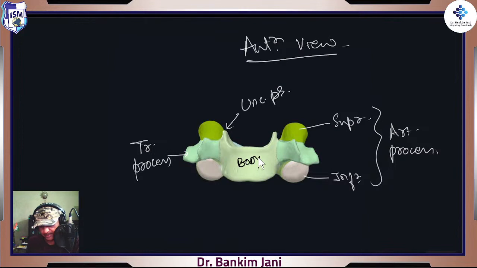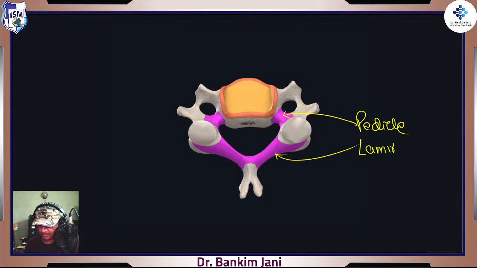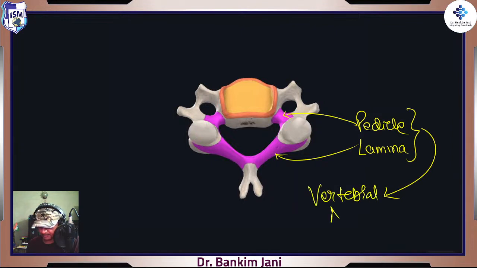I'll keep on writing which view we are talking about, so that you are very well oriented. Okay, this is very beautiful. We just have to understand one thing: the joint operation of this pedicle and the lamina gives rise to this beautiful arch, and that is called the vertebral arch.